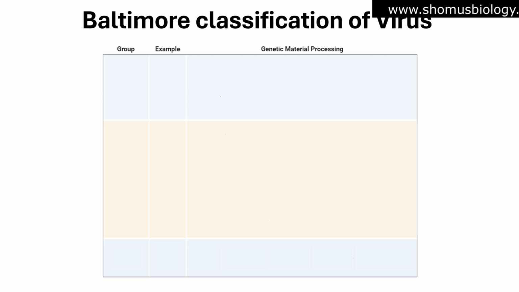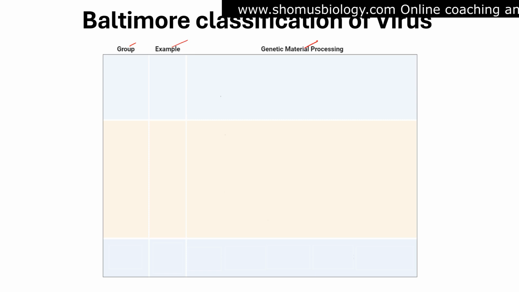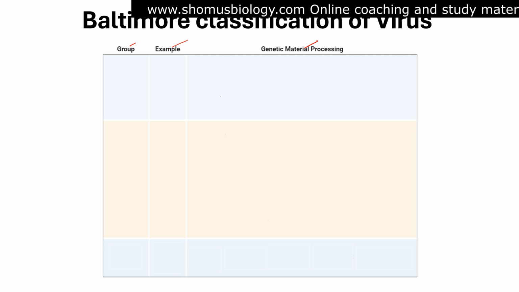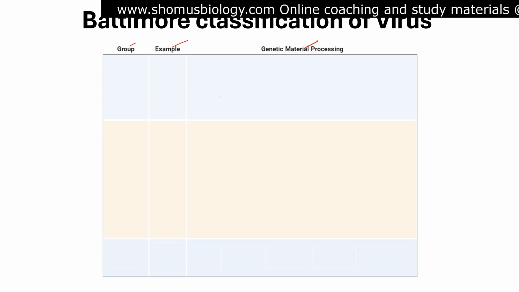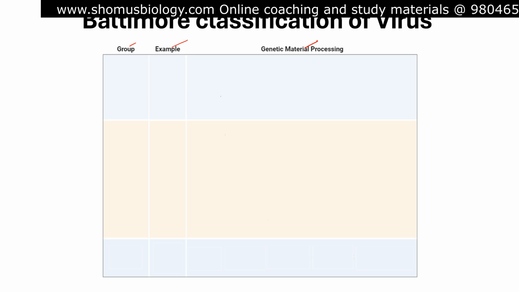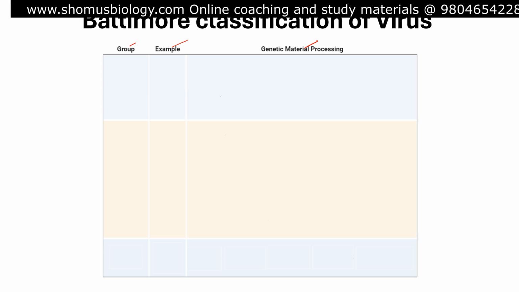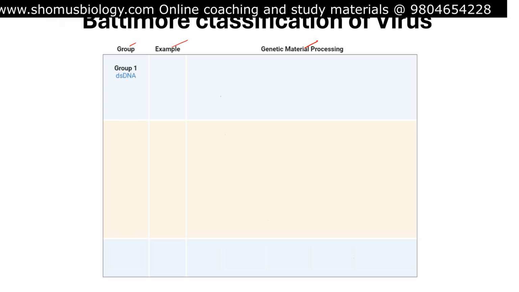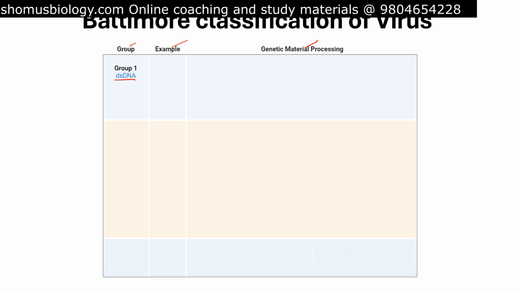Okay. So in this particular table, we'll explain the Baltimore classification, where we have a group listed, we have examples, and we have genetic material processing. We will see the grouping is done solely based on the genetic material processing, the way the virus processes its genetic material. And we will always see the example for each individual category. Okay, so let's start with group 1, which is double-stranded DNA virus.